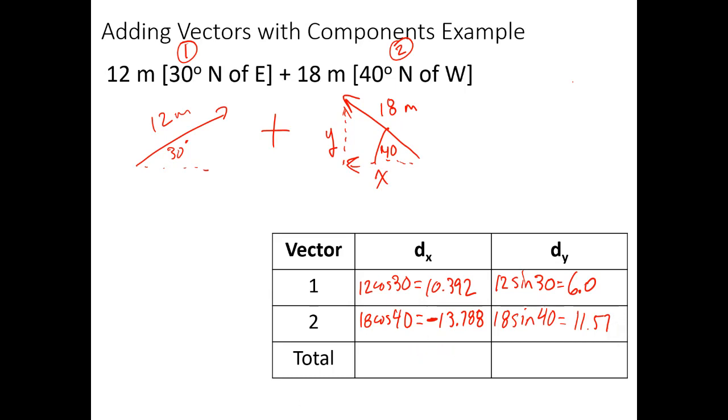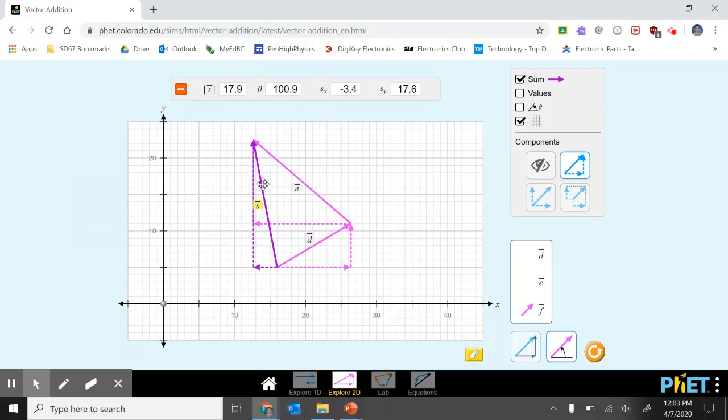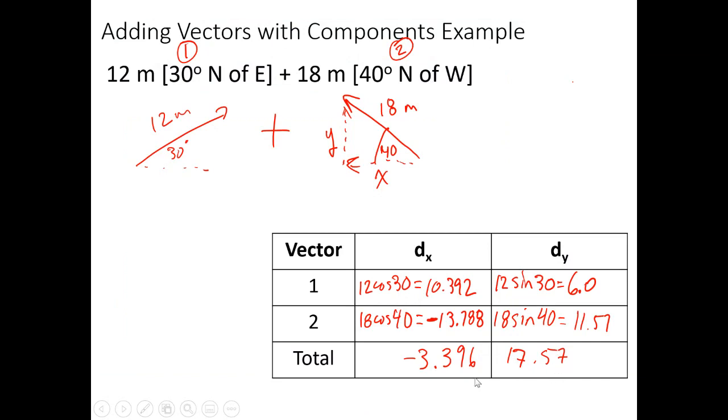Okay. Now, if I add all of the components, all of my X's up, I'm going to end up with the X component of my resultant pointing to the left with a magnitude of 3.396. Okay, my Y components of my vectors will add together to give us 17.57. Okay, and what we've just found now are the X and Y components of this resultant. So we can even just do a quick check here. Hey, the X component of our resultant is 3.4, Y component is 17.6. Did we get that right? Sweet, we're good.